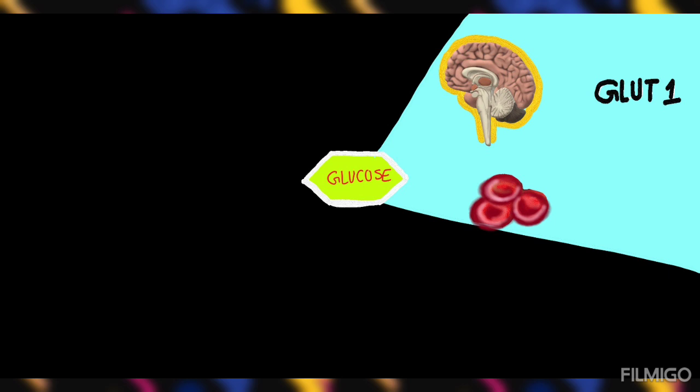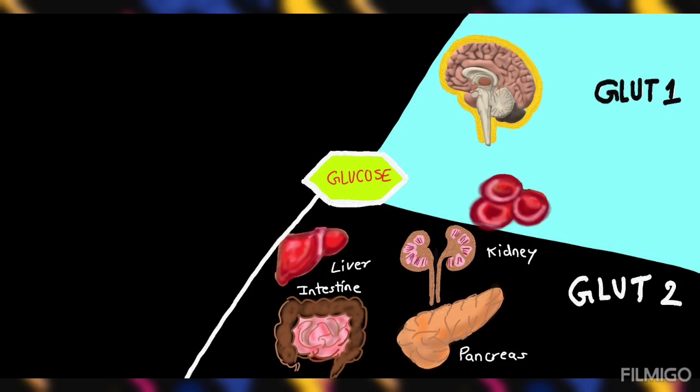Coming to the second, that is Glut2. It is primarily found in the kidney, liver, pancreas and small intestine. Glut2 also has a low affinity towards glucose like Glut1. This is good because it prevents the excessive storage of glucose in the liver in the form of glycogen, and so the other organs get a chance to take up the glucose for their energy.